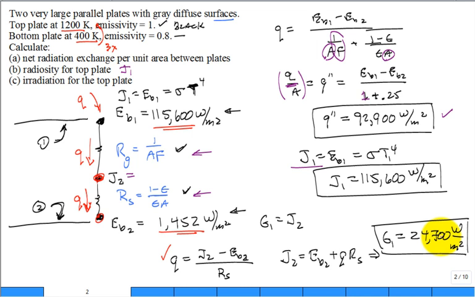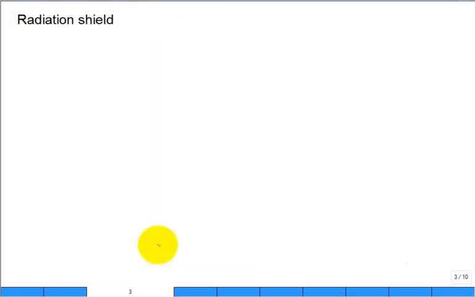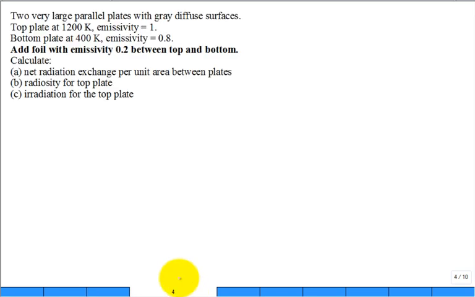Then I asked the question. This is where I think we left off. How can we reduce the rate of heat transfer? Introduce a shield, a radiant shield. So if we introduce a radiant shield for this problem, all we do is have our physical surface top, physical surface bottom, a radiant shield. Let's build an equivalent network.